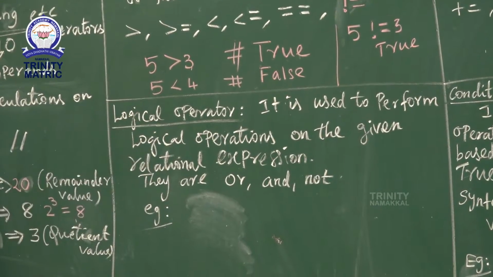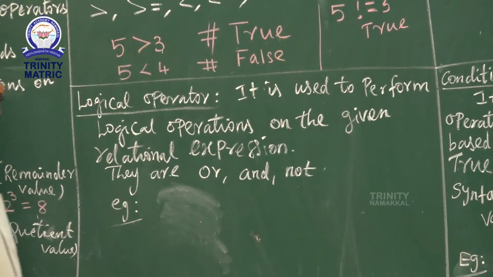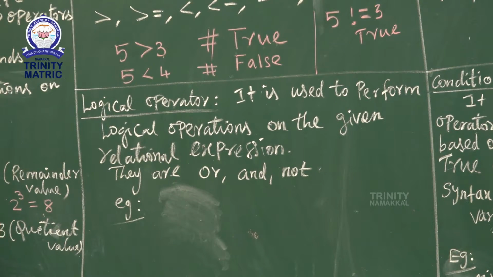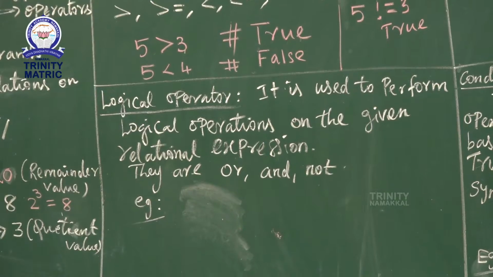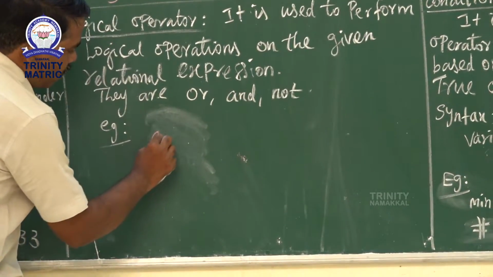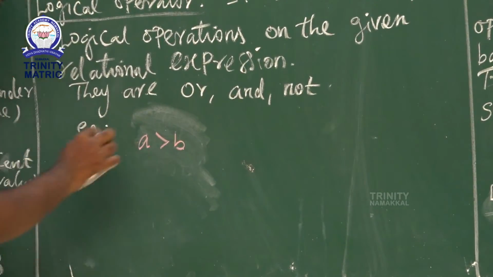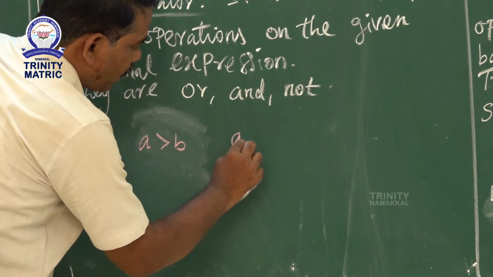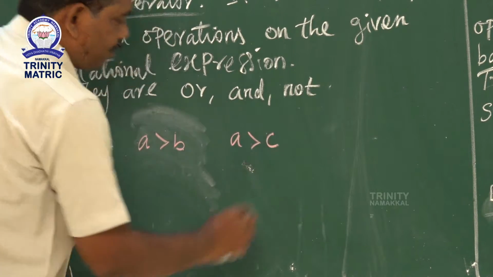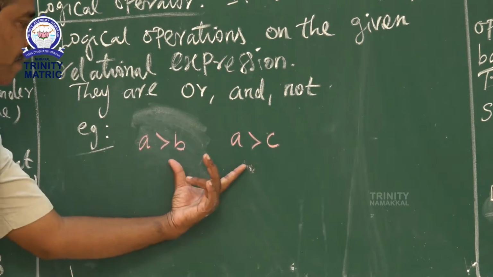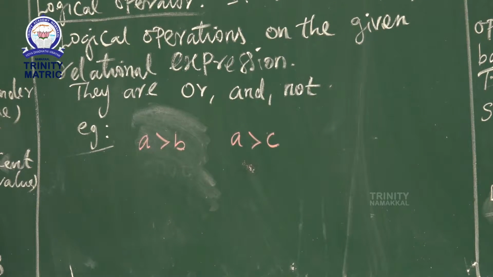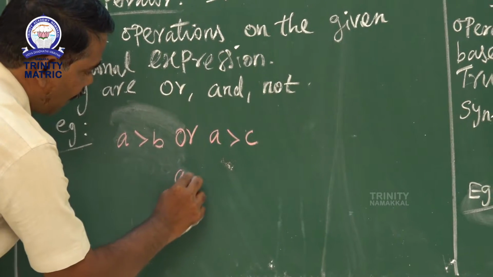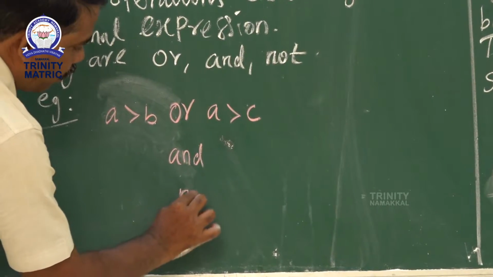Now, logical operator. The logical operator is used to perform logical operations on the given relational expressions. If A greater than B is a relational expression, and one more relational expression, A greater than C, we can combine these two relational expressions by using the OR operator, AND operator or NOT operator.